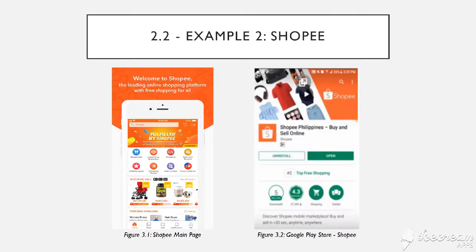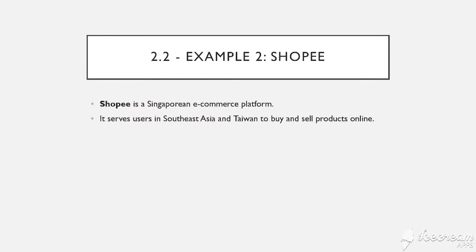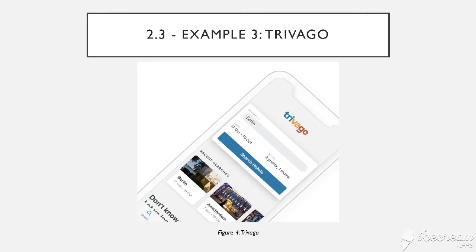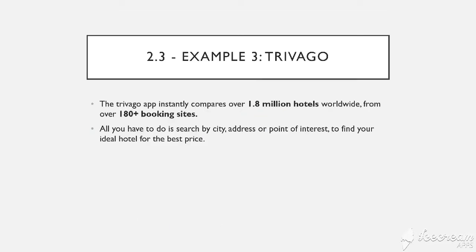The second example is Shopee. Shopee is a Singaporean e-commerce platform. It serves users in Southeast Asia and Taiwan to buy and sell products online. The third example is Trivago. The Trivago app instantly compares over 1.8 million hotels worldwide from over 180 plus booking sites. All you have to do is search by city, address, or point of interest to find your ideal hotel for the best price.